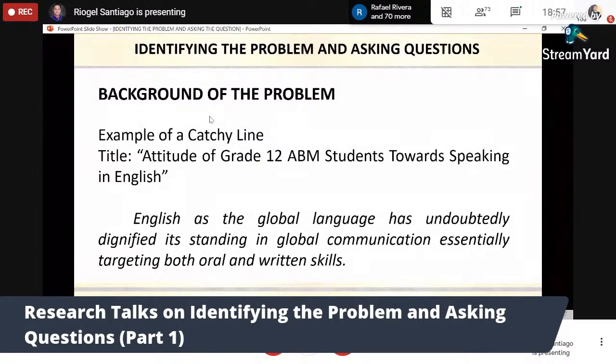So ito yung sinasabi natin na example, no, ng catchy line na pwede nating gamitin upon writing and upon constructing the background of the problem. Diba? Hindi naman kailangan sobrang arte, pero something catchy na pag binasa ng mga readers, pag binasa ng research teacher mo, mapapaganon siya, di ba? Wow. Oh, at least magtutuloy-tuloy ngayon na basahin niya yun.